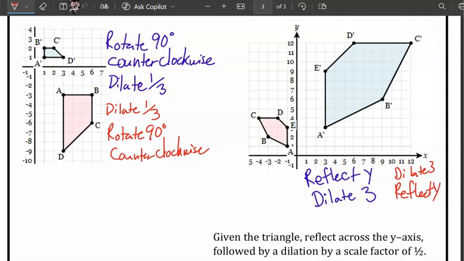Let's take one of these points. So for example, B is -3, 2. All right, so if we dilate by 3, so multiply each of these by 3, that would be -9, 6. And then reflect across y, that would change the x value to a positive. 9, 6. Is that where B is? 9 and then 6, that works.